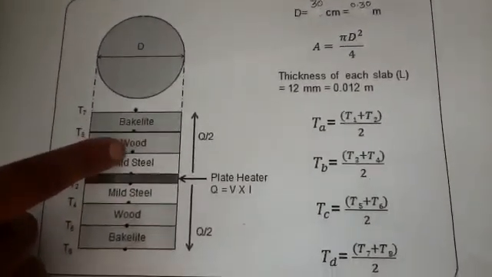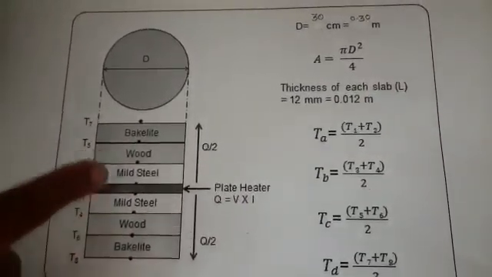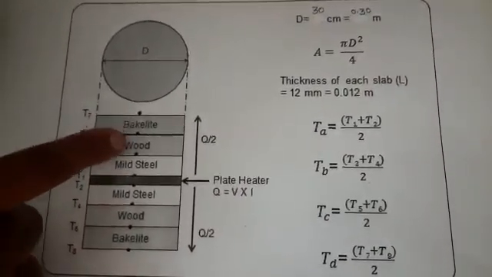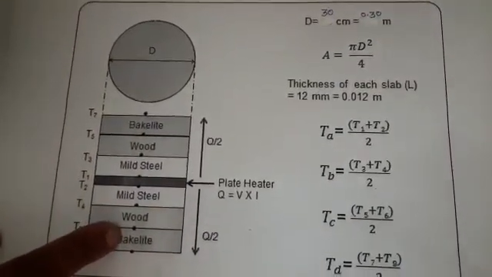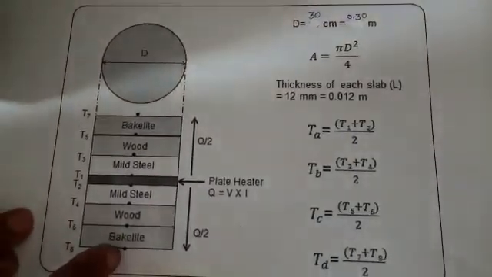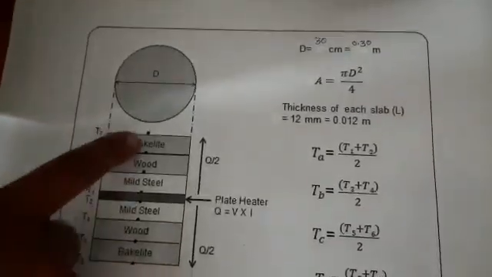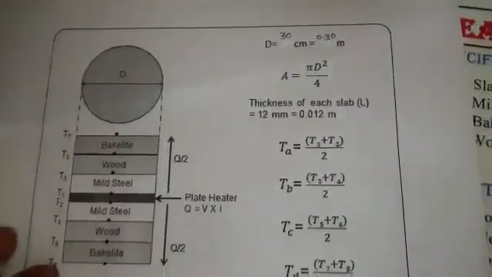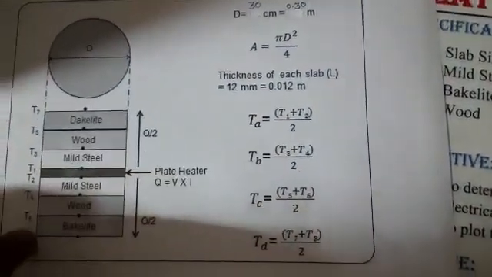Temperature at the inner surface of the wood. Similarly, T5 and T6 are the temperatures at the outer surface of the wood, which is the same as the inner surface of the bakelite. Similarly, you have temperatures measured at the outer surface of the bakelite on two sides, which are T7 and T8. Now, once these temperatures are measured, we have Q and the temperatures, right?